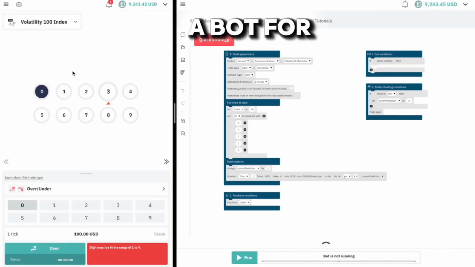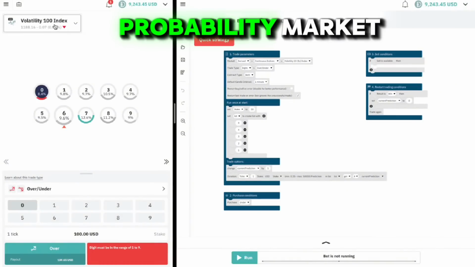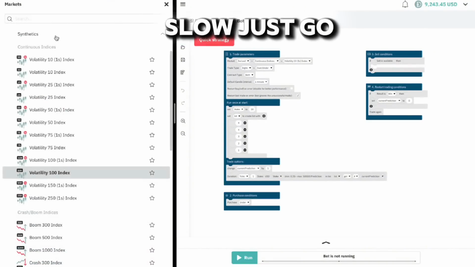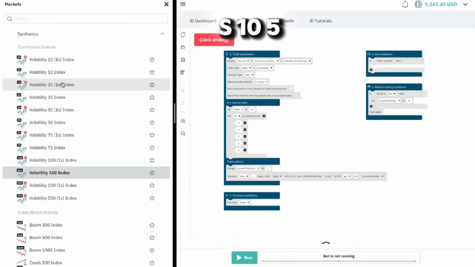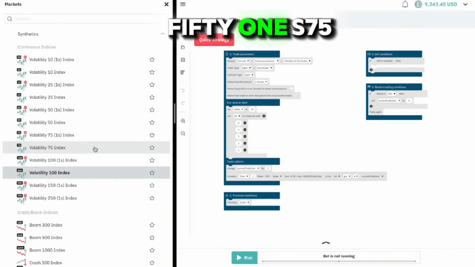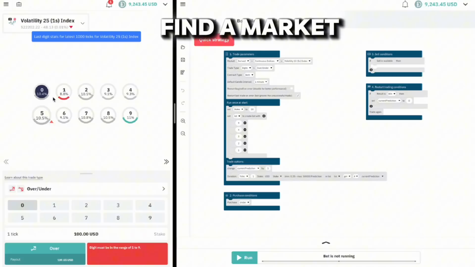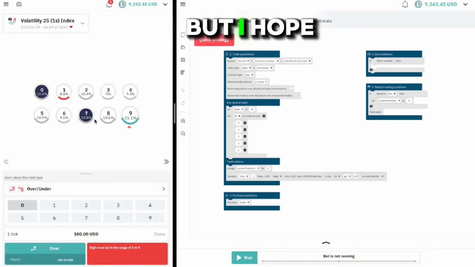And don't use a bot for this low probability market, like 100 index. They are too slow. Just go for 10 1s, 25 1s, 50 1s, 75 1s, 100 1s. Seems I can't find a market that we can use, but I hope you understand what I mean.